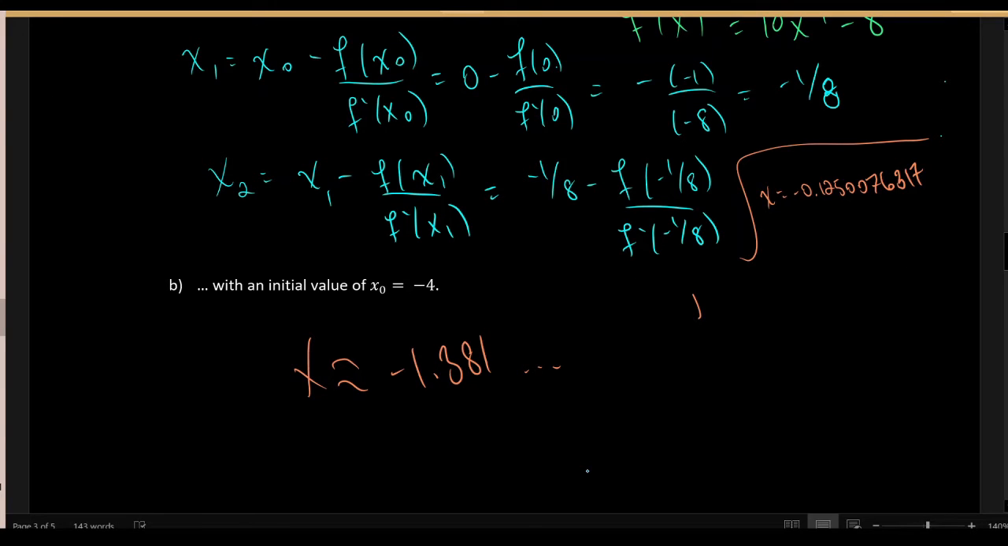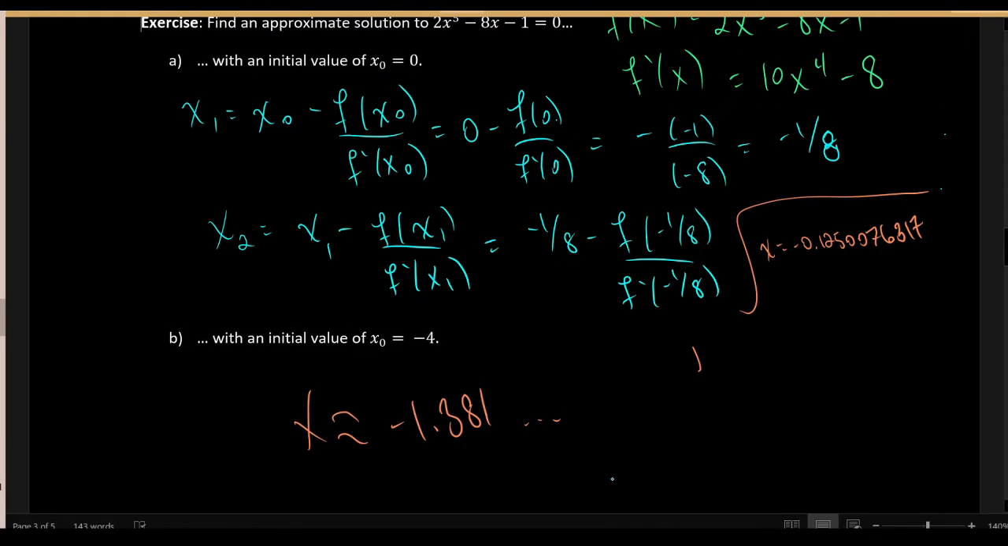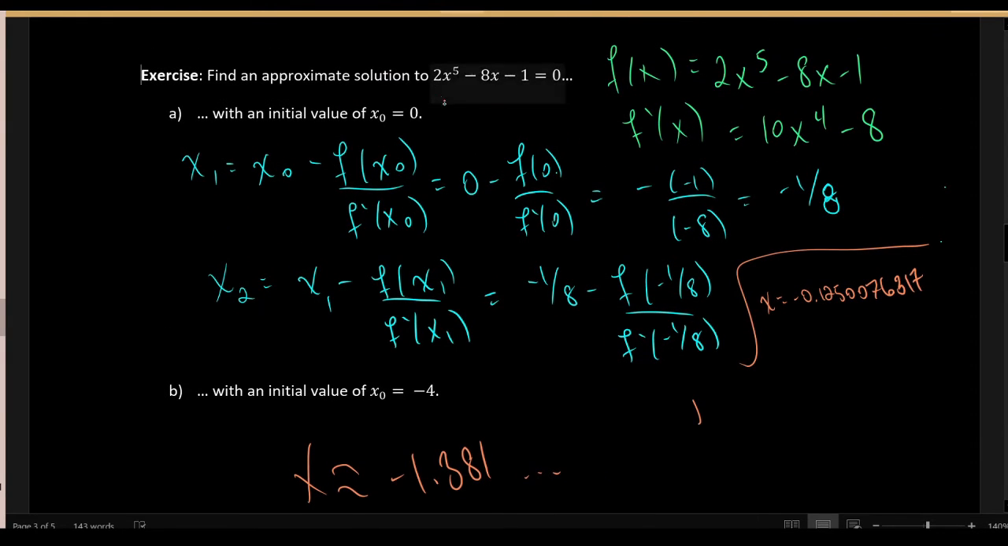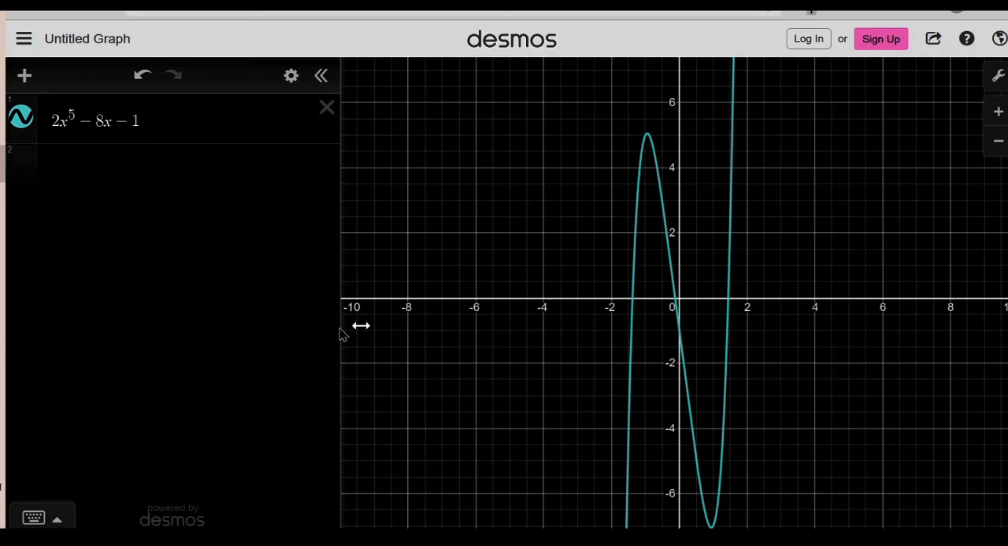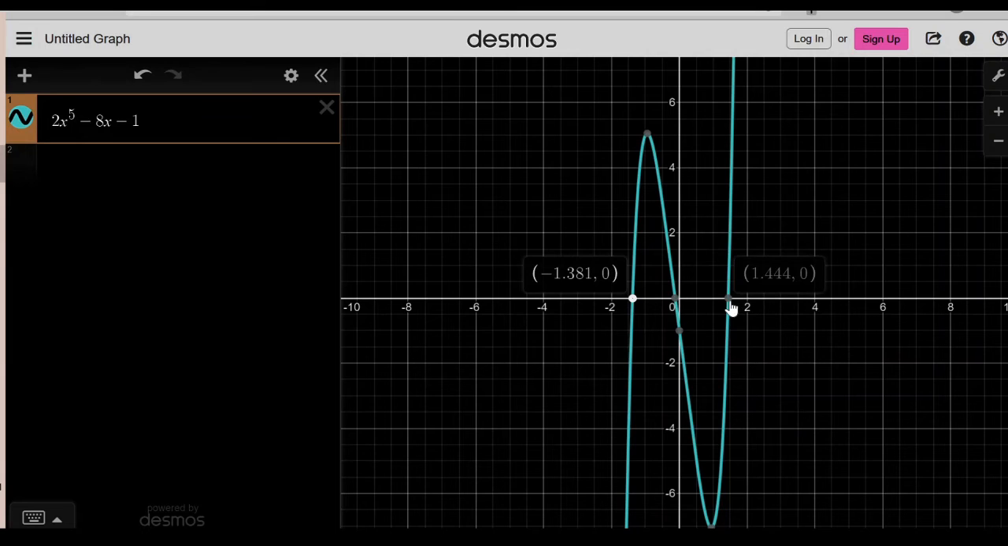So was one answer correct and the other answer wrong? No, not exactly. The thing is that this equation, 2x to the 5th power minus 8x minus 1 equals 0, has multiple solutions. We can confirm this by looking at a graph of the function 2x to the 5th power minus 8x minus 1. Where does this function output 0? Where does this function cross the x-axis? It crosses at, it looks like, 3 different locations.